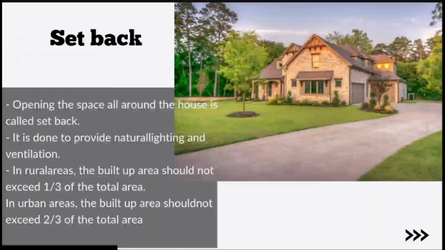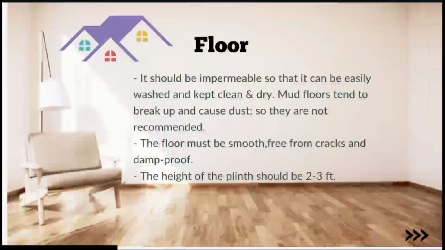Next, moving on to the setback. It's a very important thing when we think about a house. Opening the space all around the house is called the setback, and it is done to provide natural lighting as well as ventilation. In rural areas, the built-up area should not exceed 1/3 of the total area. In urban areas, the built-up area should not exceed 2/3 of the total area.